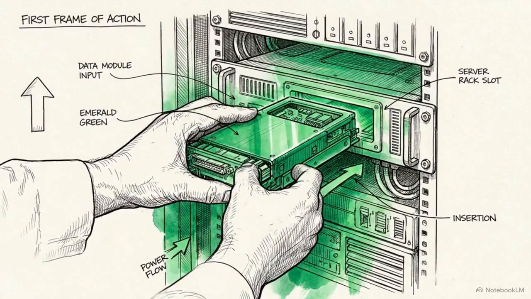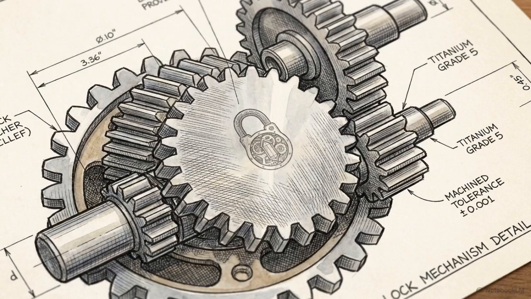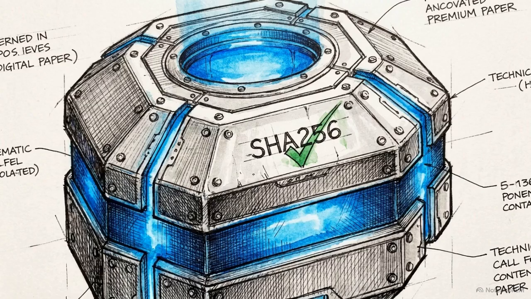Treating the software supply chain as an engineering discipline shifts an organization's security posture. You stop relying on blind trust and start demanding definitive cryptographic proof.